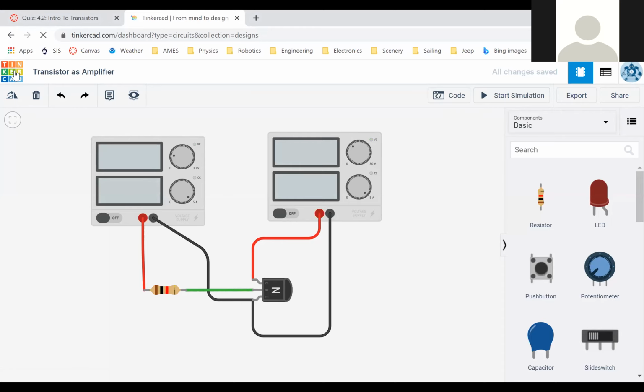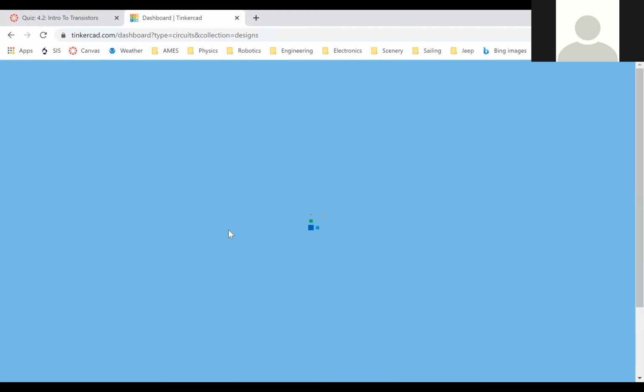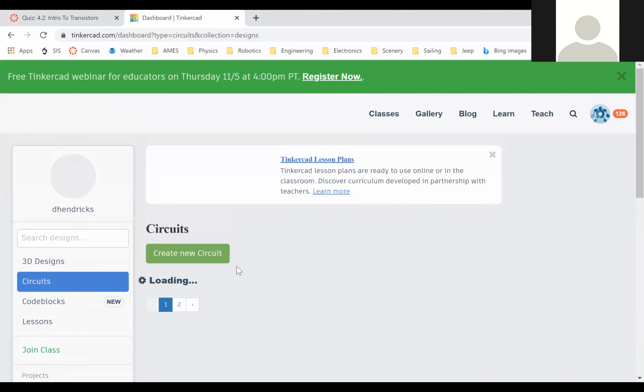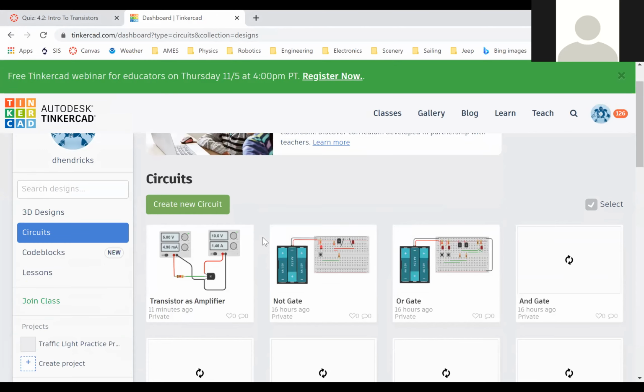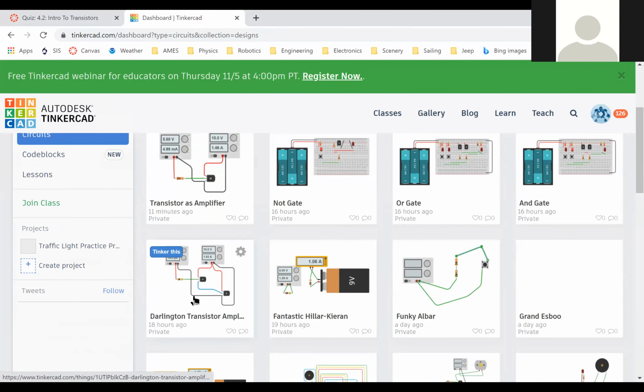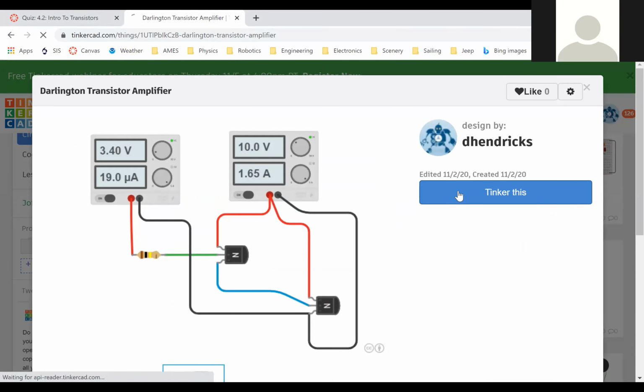Let's go back into my main collection here of nifty circuits. Sometimes Tinkercad is kind of slow at doing this. Tinkercad's a great thing, but it'd be nice if it was a little bit faster. Okay, so here we have a Darlington transistor amplifier. Okay, so let's tinker that baby.